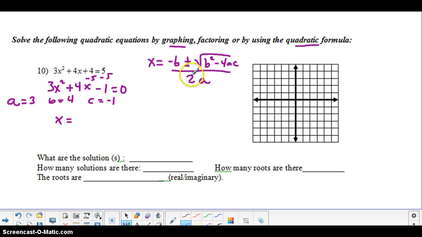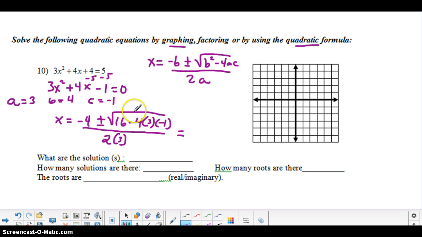So x would be equal to negative 4 plus or minus the square root of b squared, so 16, minus 4ac, so 4 times 3 times negative 1, all over 2a, so 2 times 3. This is an exponent of 1/2, which is what a square root means. So we have to simplify this first. We have 16 minus 4 times 3, which would be 12, times a negative 1. So negative 12 times negative 1 would be plus 12.